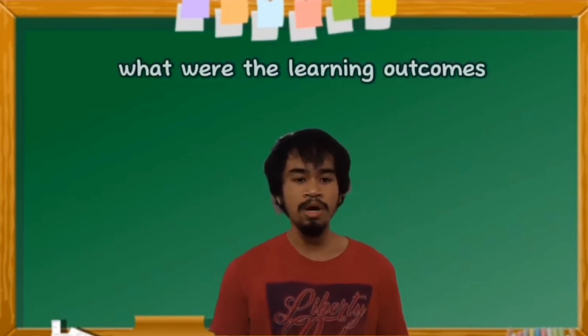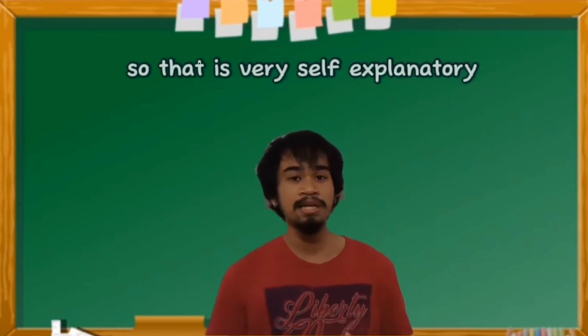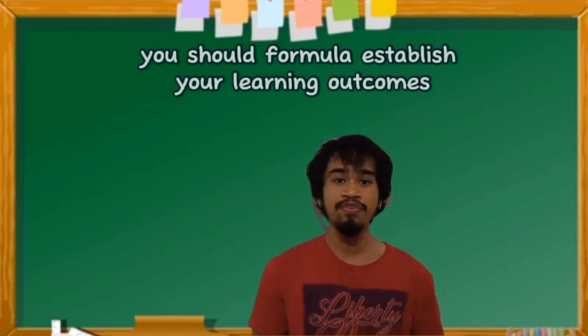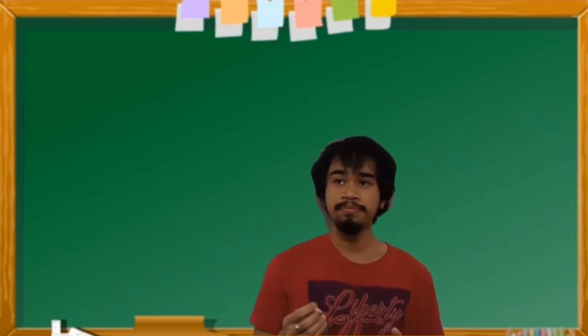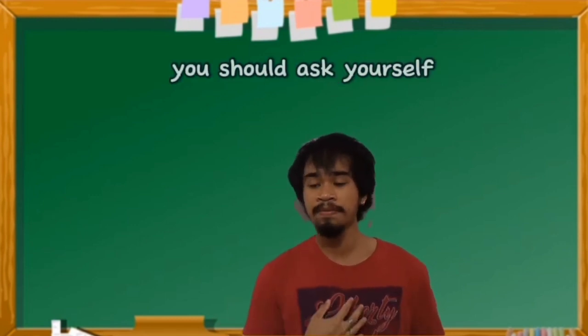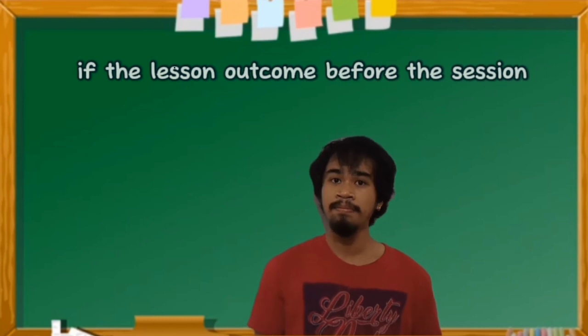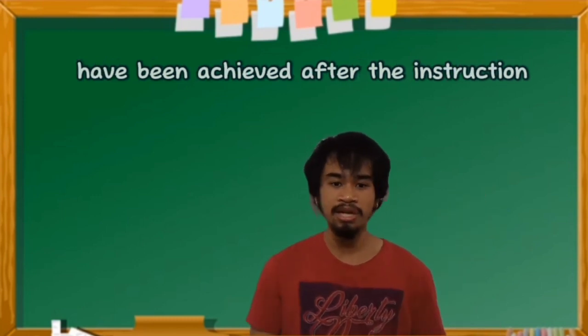And the second one is: what were the learning outcomes for the students in the ICT? That is very self-explanatory. As an instructor, you should formulate or establish your learning outcomes as you do your instruction. And of course, you should ask yourself if the lesson outcomes set before the session have been achieved after the instruction.